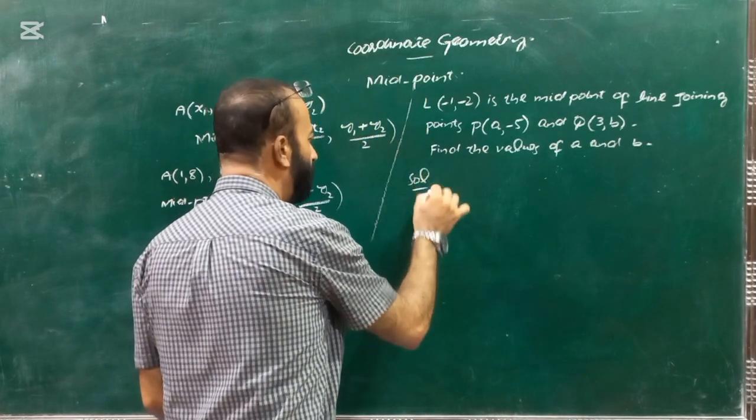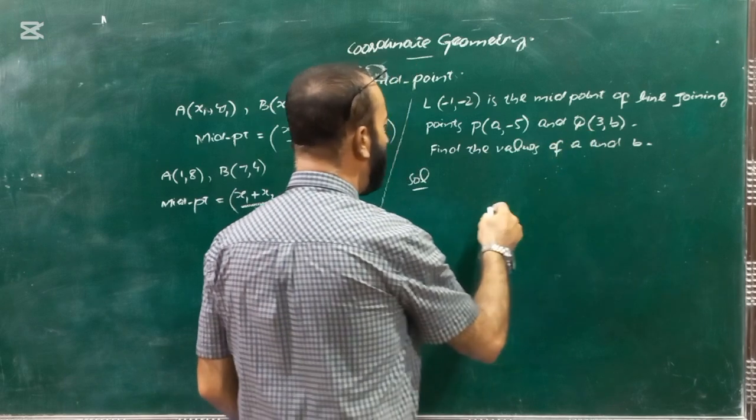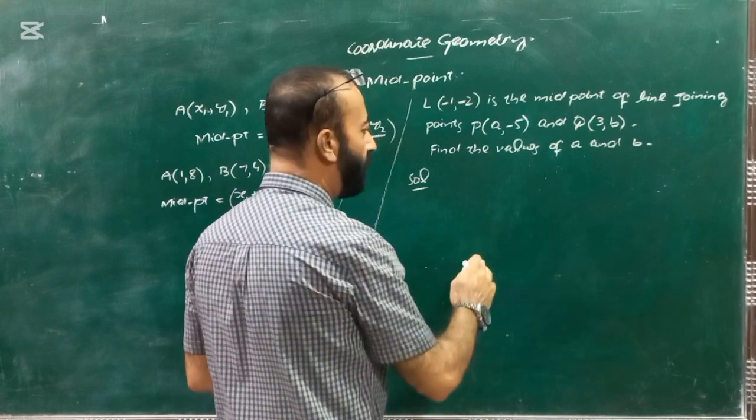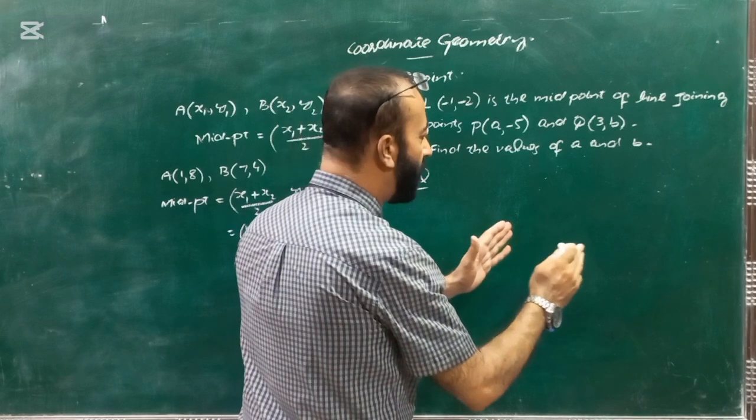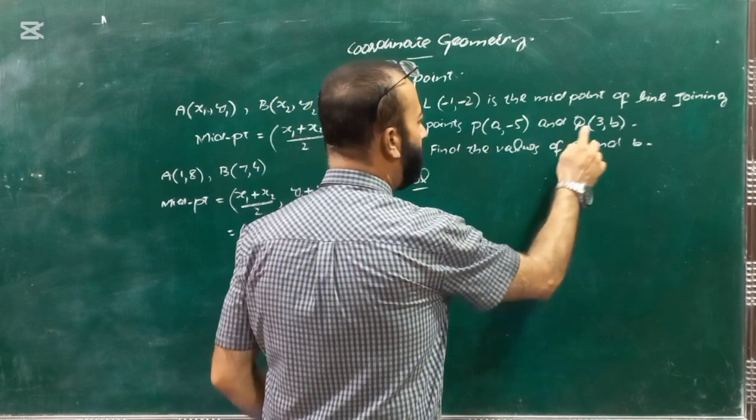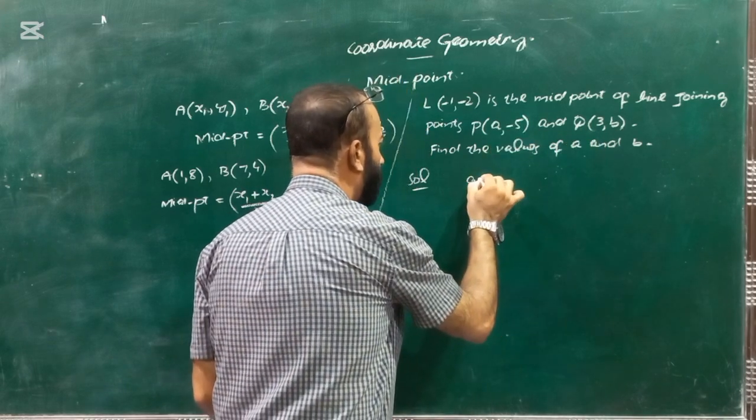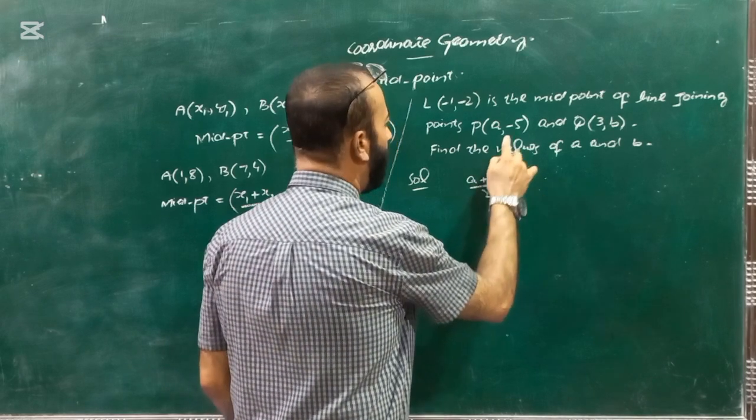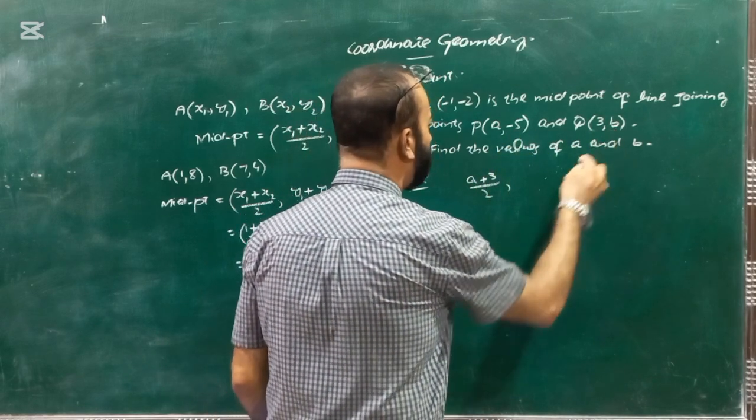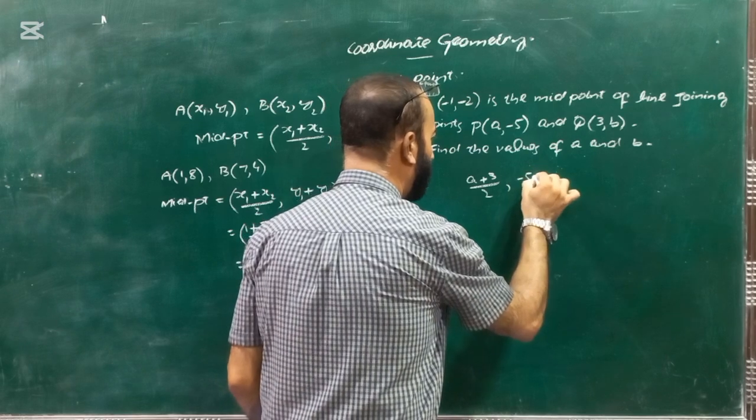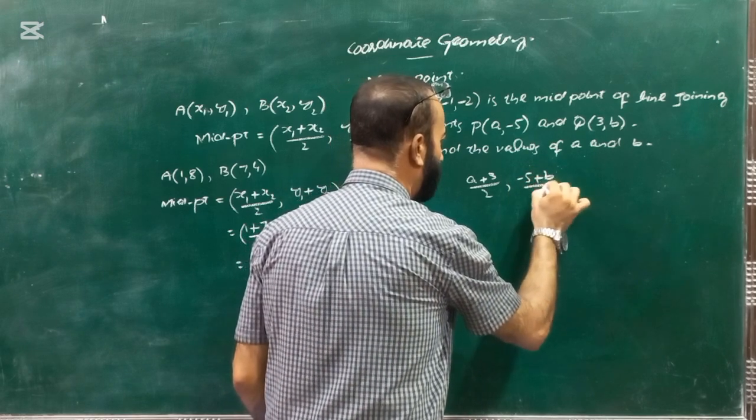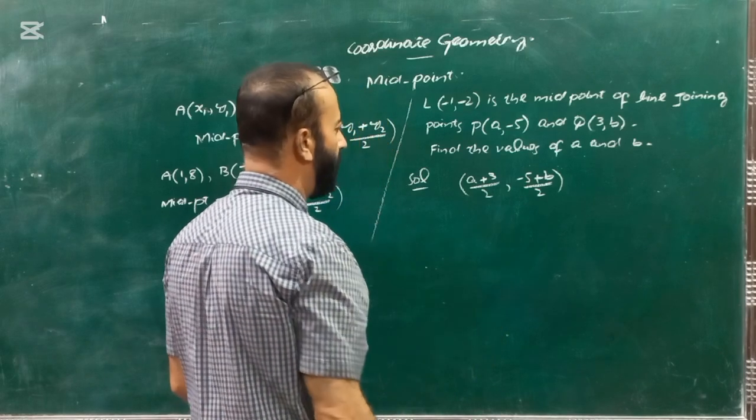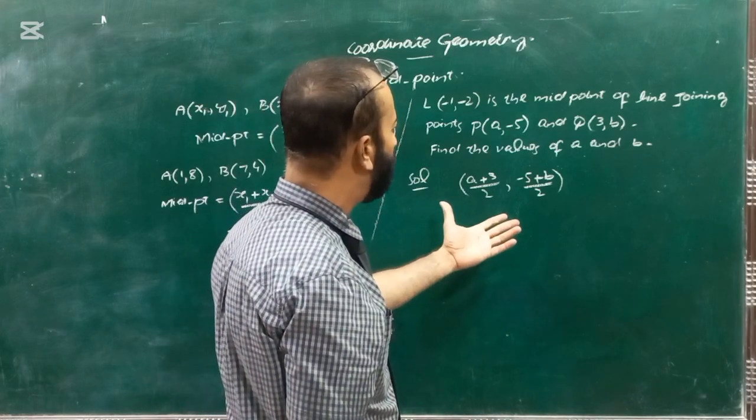So first we will find the midpoint of these 2 points. The formula will be (x1 plus x2) divided by 2, (y1 plus y2) divided by 2. So now, (a plus 3) divided by 2 and (minus 5 plus b) divided by 2. So this is the point which we have found with the help of the formula.